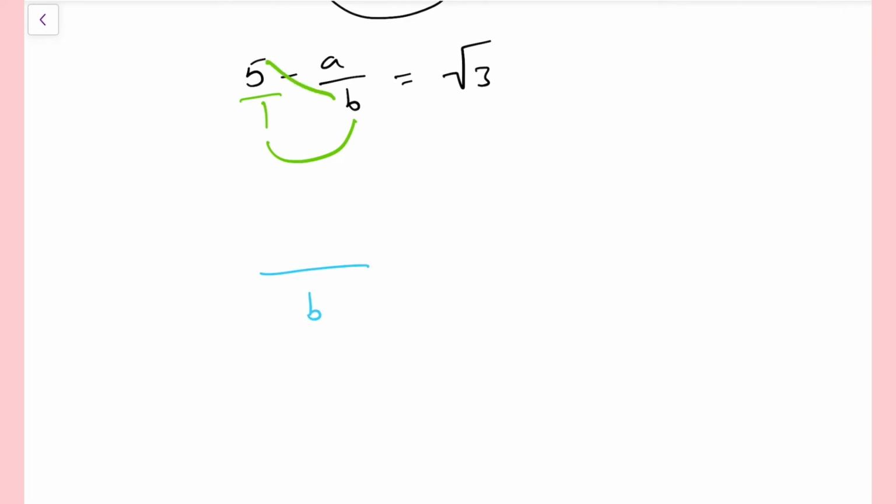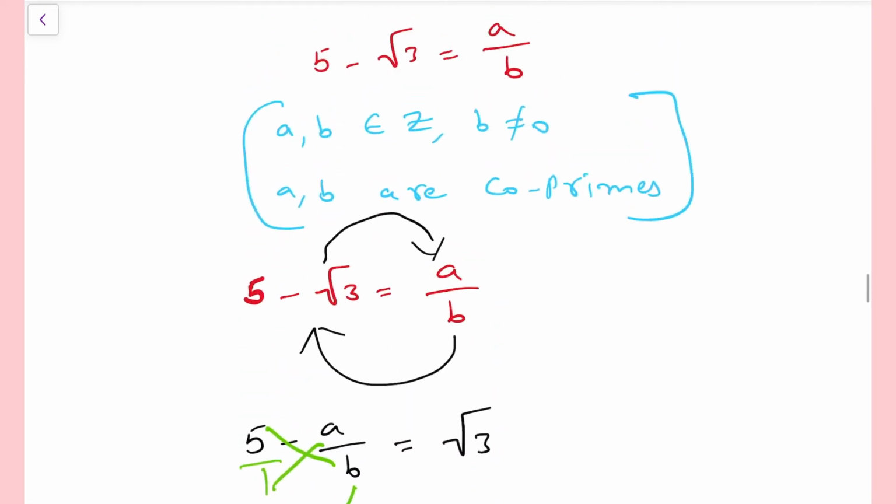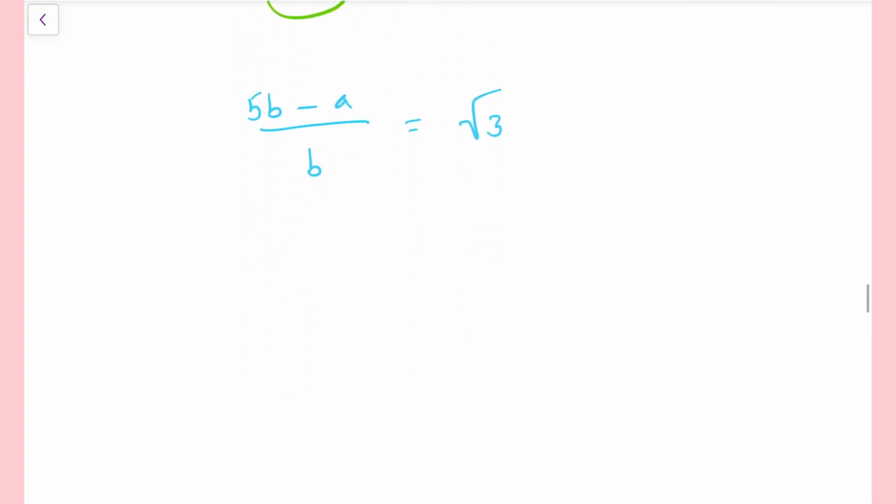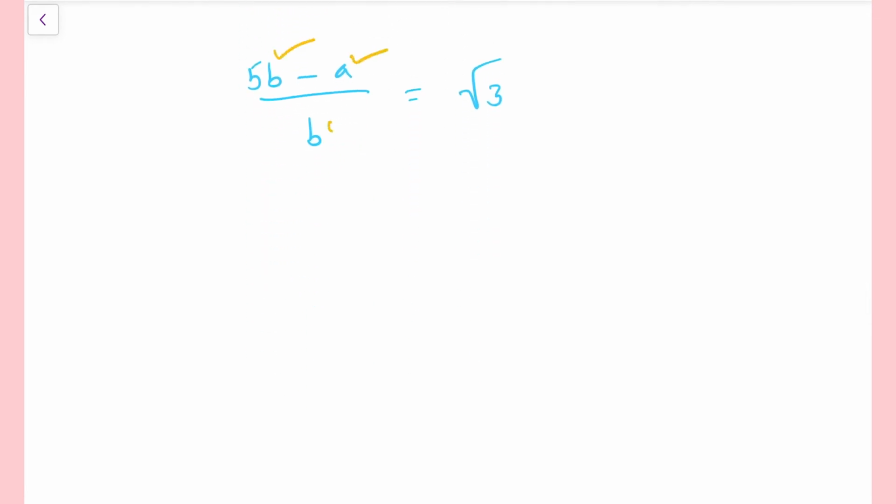5b minus 1 into a is equal to root 3 as it is. Now, in the condition we took a, b both belong to integers, right? So from the integers, any number you substitute in the place of a and b, this left side part will always be a rational number only, whereas this right side part is an irrational number.